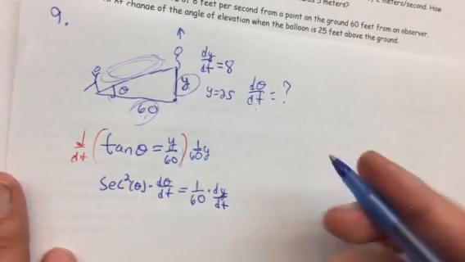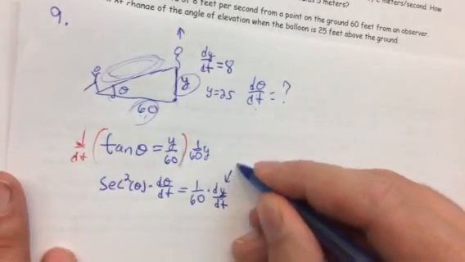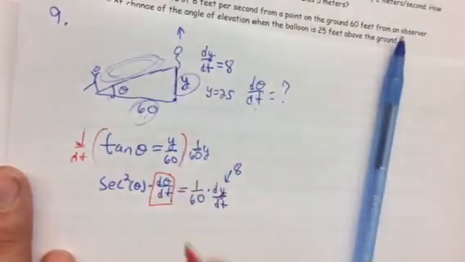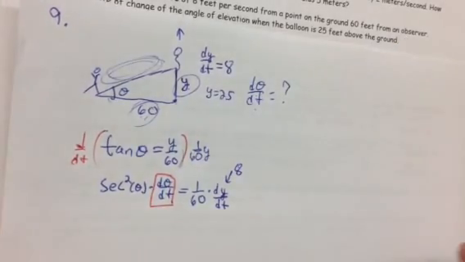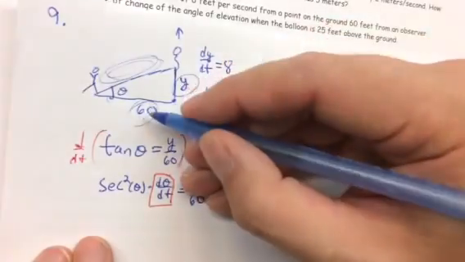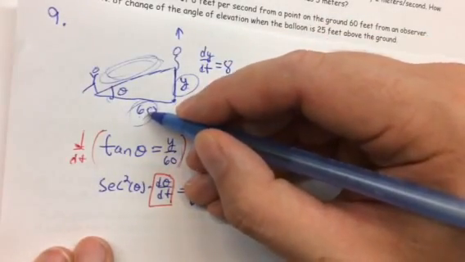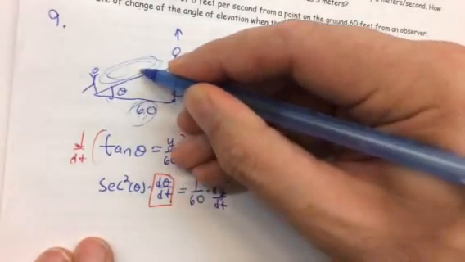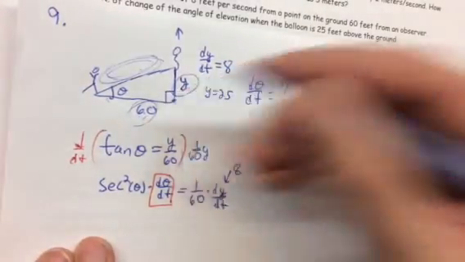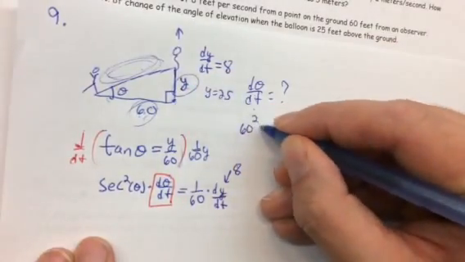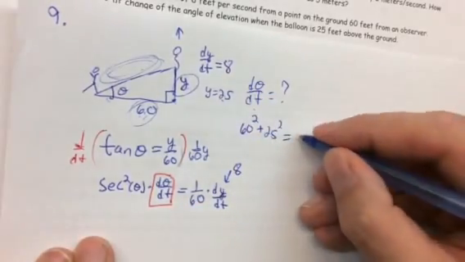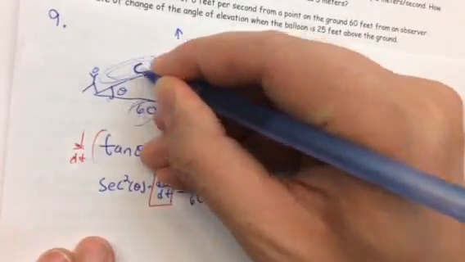And so now I can evaluate. I know dy dt is 8. I'm looking for d theta dt. So I need to find secant of theta, and secant of theta is 1 over cosine. Cosine is the adjacent divided by the hypotenuse. So I do need to find this hypotenuse. And there's a right triangle here, so I know that 60 squared plus, in this case, y is 25, 25 squared has to equal c squared. I'm going to call this c.